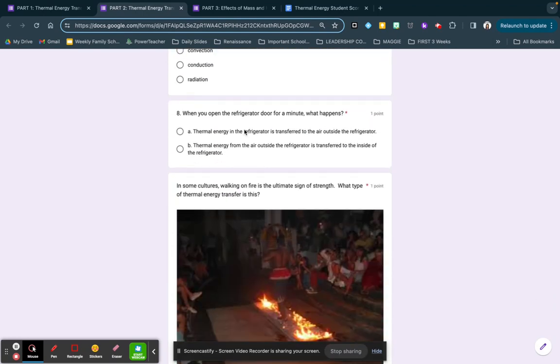When you open the refrigerator door at your house, right? If you keep it open for a little bit, what's going to happen? Thermal energy in the refrigerator is going to be transferred to the air outside, or is thermal energy from the air outside of the fridge being transferred into your refrigerator? So which way is the energy going? Is energy coming out of the fridge? That's what this one is, right? Energy is coming out of the fridge into the air around you in your home. Or is energy going into your fridge? That's what this one is. Okay. Energy comes out of the fridge, energy goes into the fridge.